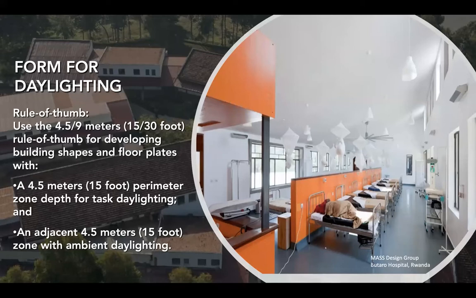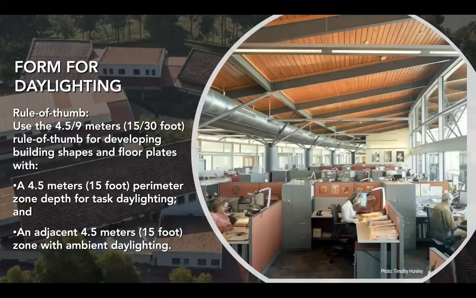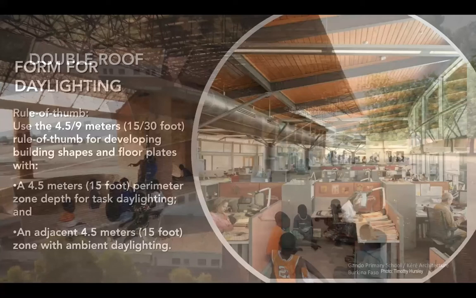So this is a 9-meter wide floor plate, and you can see beautiful daylighting in this hospital in the global south. And here you can see a much wider floor plate, probably 18 meters. So you can see 4.5 from each side for task daylighting. That's where you're working and doing all the other things. And for circulation and storage and things like that, the other 4.5 coming in from both sides behind that is for ambient daylighting. So you can create a wider floor plate. So that's the guideline, the rule of thumb for daylighting design.